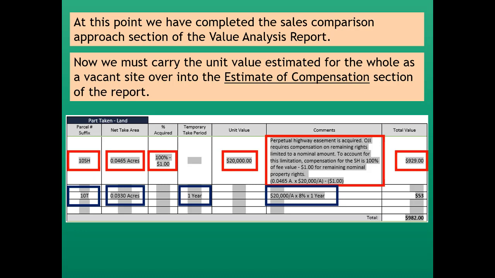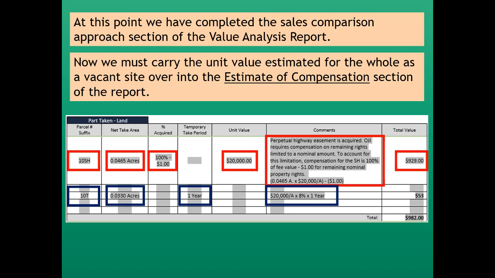temporary. And so that is, we determine the fee value of the land encumbered by the T, so 0.0330 acres times $20,000 an acre, that would give us the fee value. And then we multiply that by a capitalization rate appropriate for the land that's encumbered. In this case, it's 8%. So that will give us the annualized rental amount for the T area.